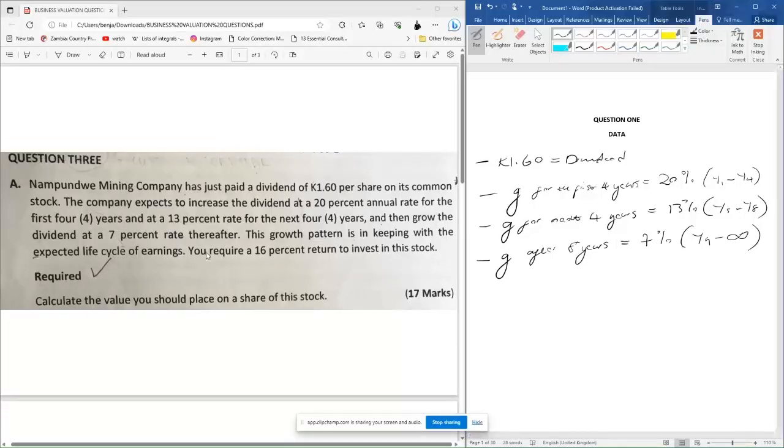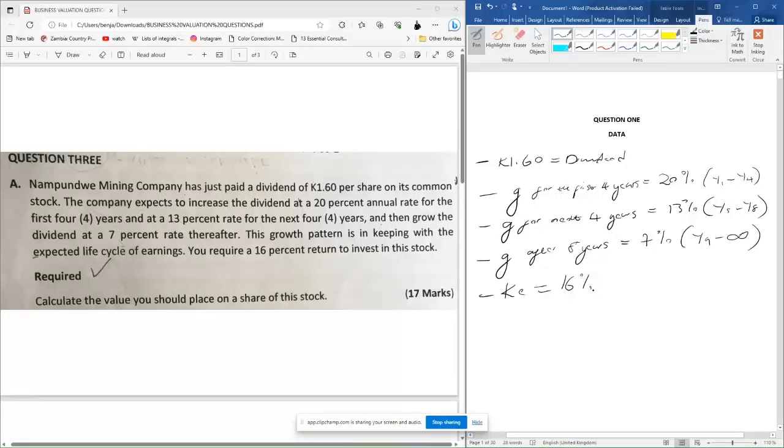The question here at the end, if you pay attention, it says you require a 16% return to invest in this stock. So our cost of equity, or cost of capital, which is equity in this case, is what? Is 16%. That's that. So after we've collected these, the next thing that we need to do now is calculate our dividends for each period at their given what? Growth rates. So first 4 years, the dividends are growing at 20%. The next 4 years, the dividends are growing at 13%. And after the 8 years, the dividend will grow at a rate of 7%.